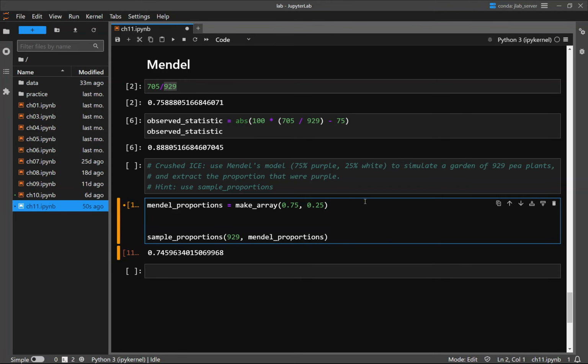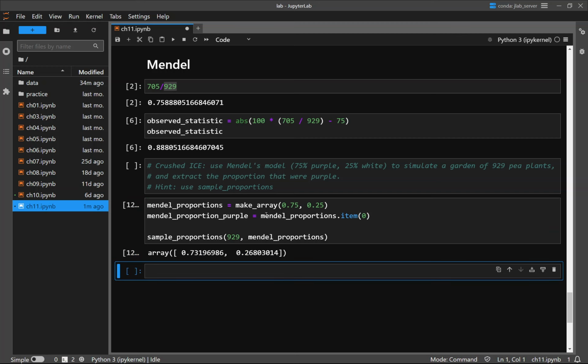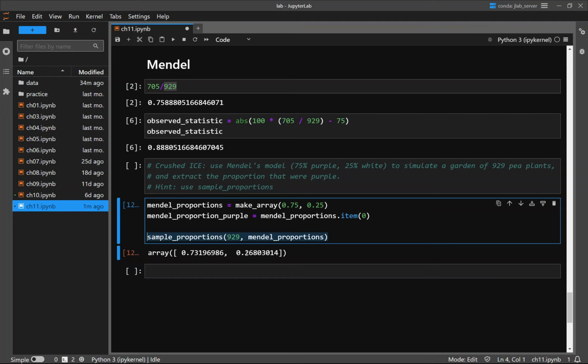Mendel's original model proportions, that's the 75%, right? So Mendel proportion, we'll use this later. Proportion purple was exactly 75%. Another way to get that, because I know that this is an array, I can go to item 0 of this array. Why not? Item 0. So that's just putting 75% there. No difference. All right, so that's my drawing, and I can get with dot item 0 out of this how much was purple.